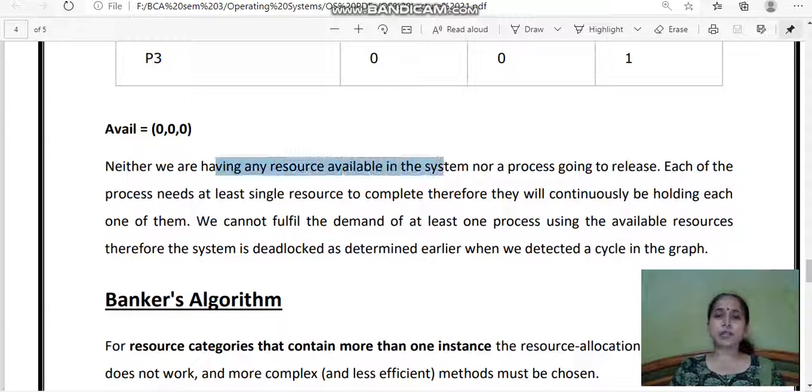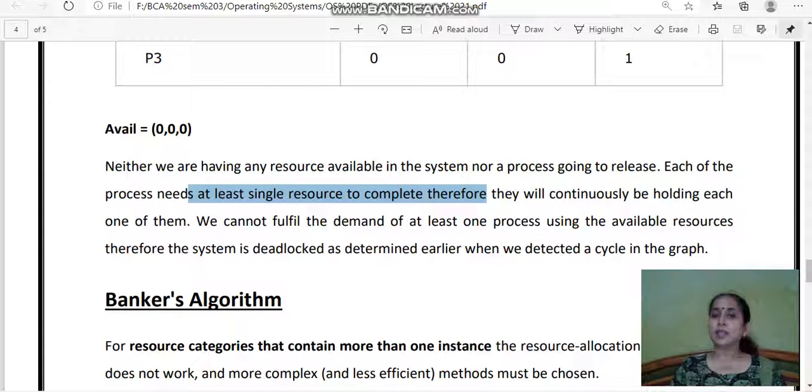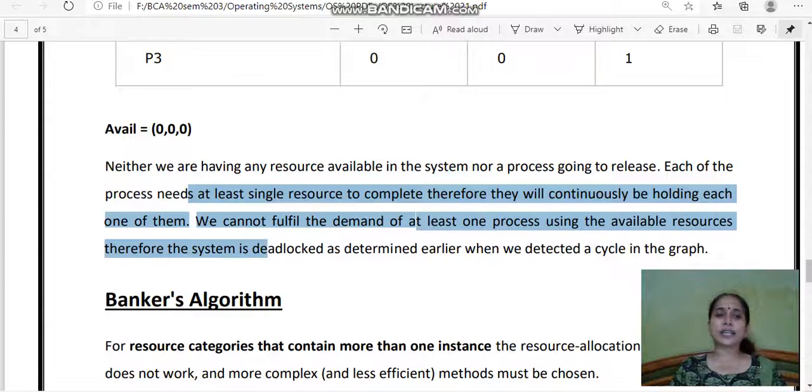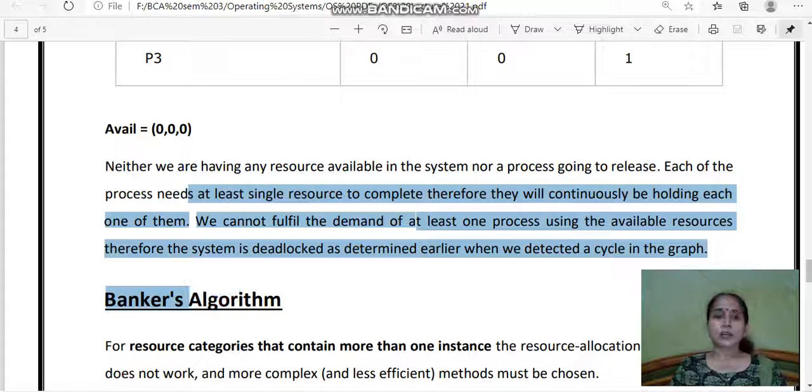any resource available in the system, nor process is going to release it. Each of the process needs at least a single resource to complete. Therefore, they will continuously be holding each one of them. We cannot fulfill the demand of at least one process until the available resources. Therefore, the system is deadlocked.